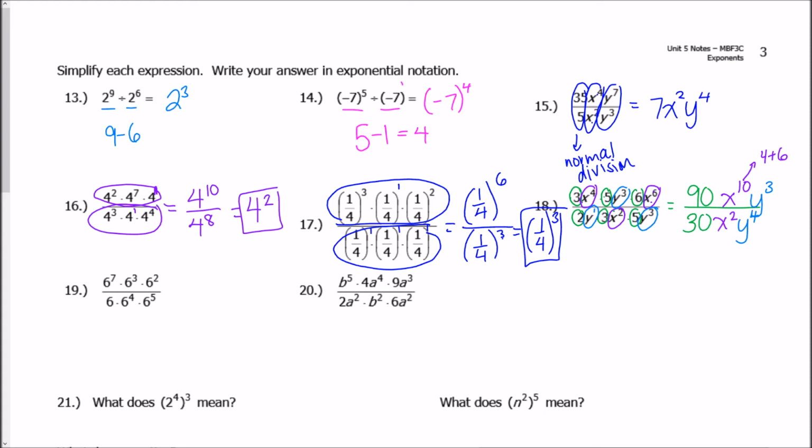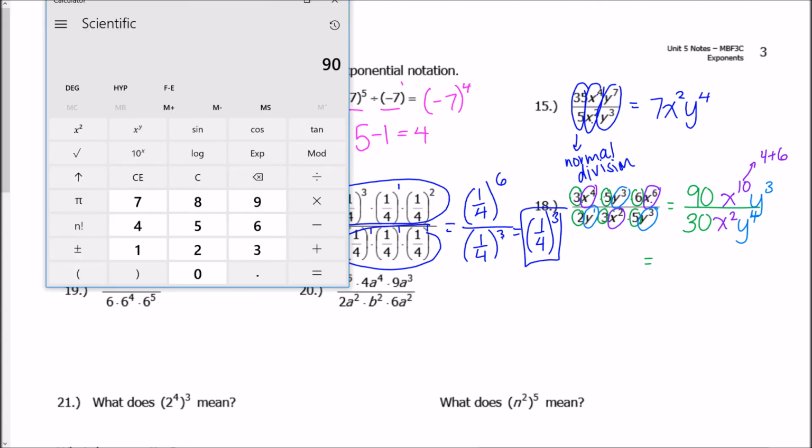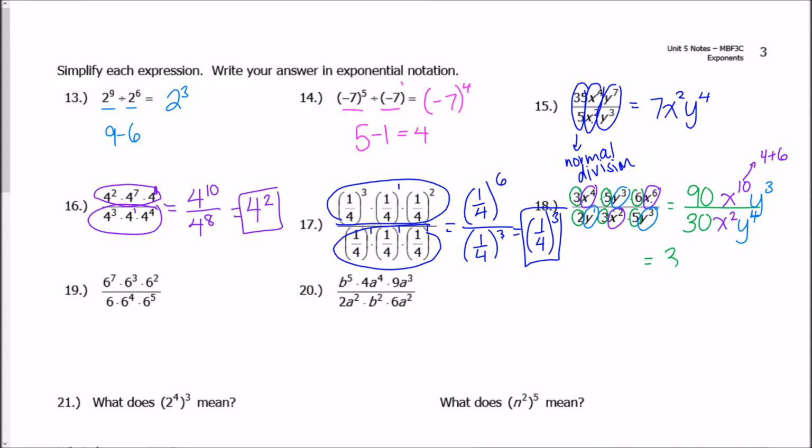Okay, all right, so now that I've done that, I can just do my normal division. So I end up getting 90 divided by 30. It's just normal division. So when I divide 90 by 30, I get 3. So I get 3, and then when I divide, I need to subtract my exponents. So 10 minus 2 is 8. So I get x to the power of 8. And then I'm going to subtract my exponents here, so I get y to the power of -1.